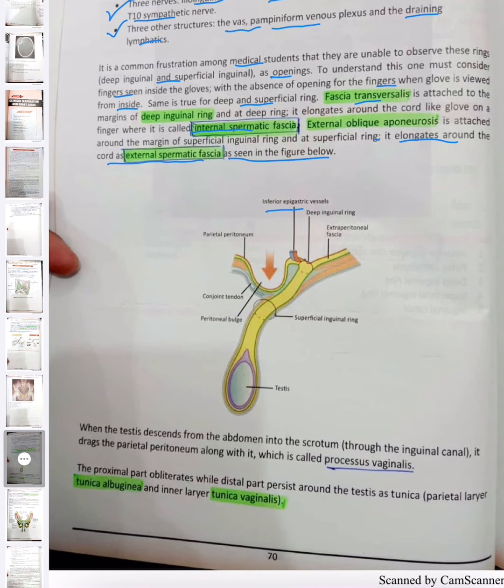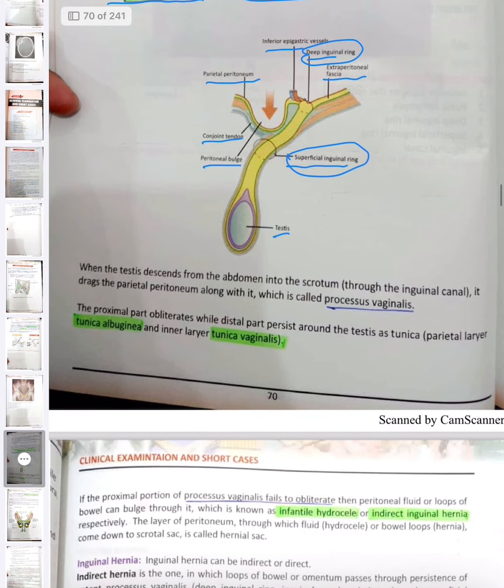This is the inferior epigastric vessels, deep inguinal ring, extraperitoneal fascia, parietal peritoneum, conjoined tendon, peritoneal bulge, superficial inguinal ring, and testes, deep inguinal ring, and superficial inguinal ring. Now, when the testes descend from the abdomen into the scrotum through the inguinal canal, it drags the parietal peritoneum along with it, which is called processus vaginalis.